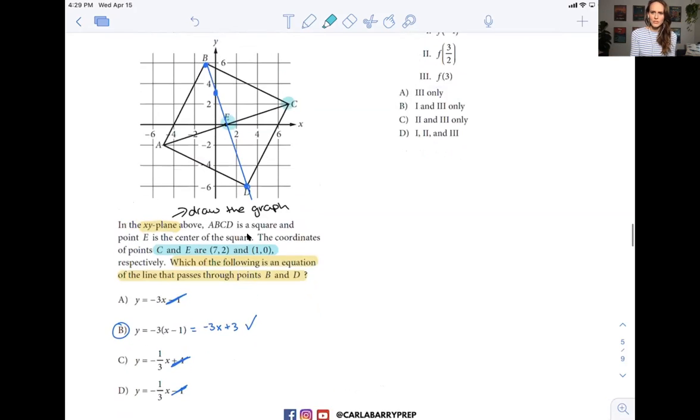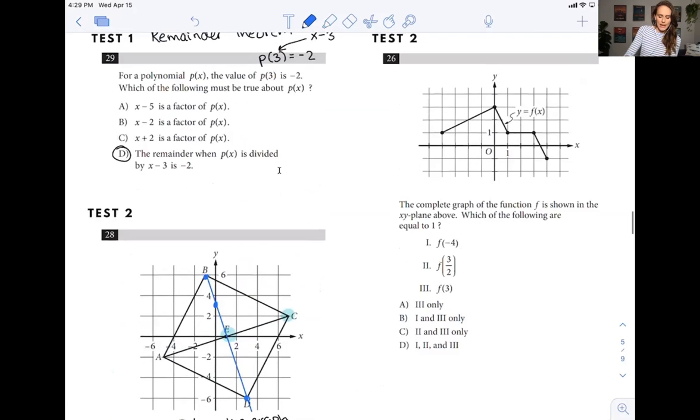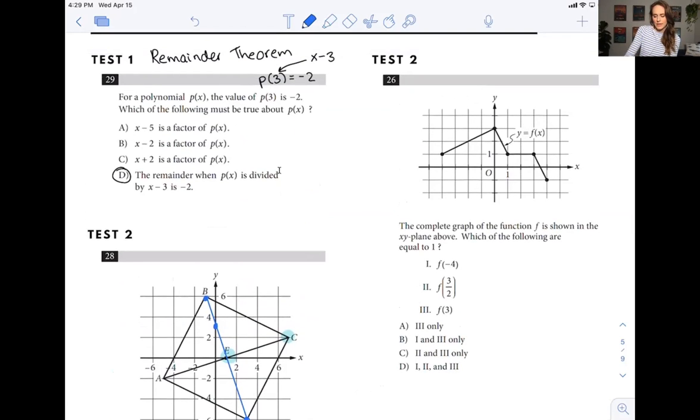Somebody asked, Chris asked, if I could repeat the definition of the remainder theorem. So you can write here that if P of 3 equals negative 2, x minus 3 is not a factor, and the remainder is negative 2 when you divide P of x by x minus 3. If it was equal to 0, then it would have been a factor.